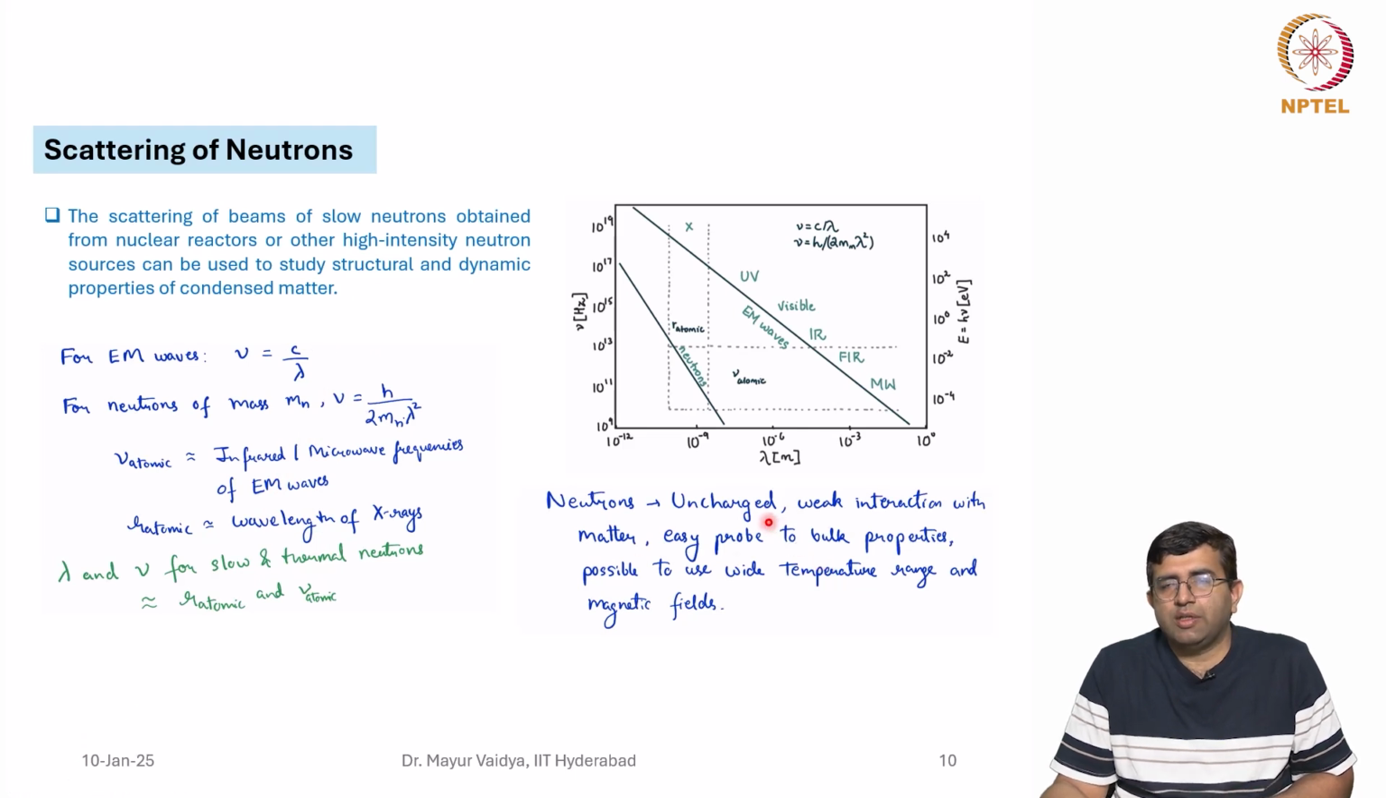And we know that they are uncharged and have weak interaction with matter, so therefore it is easier to probe bulk properties. It is possible to use a wide temperature range and also apply magnetic fields in combination with them to probe various properties.